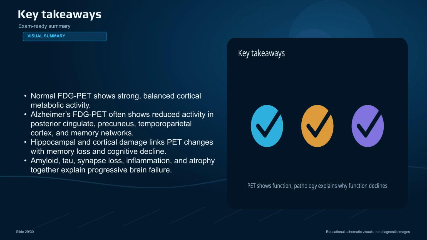In summary, normal FDG PET shows strong activity, while Alzheimer's reveals reduced activity in key memory networks. This reduced activity links to tissue damage from amyloid plaques, tau tangles, synapse loss, and inflammation.